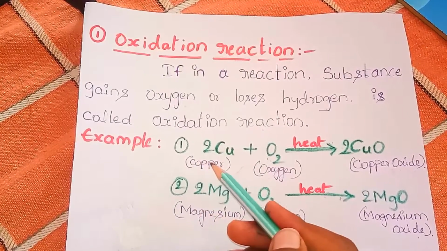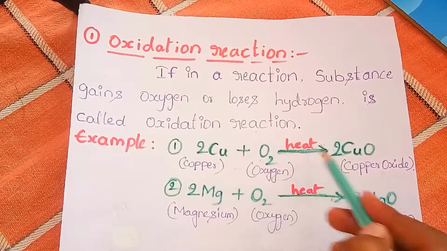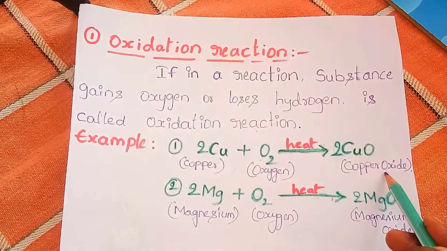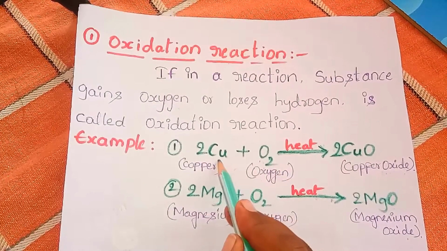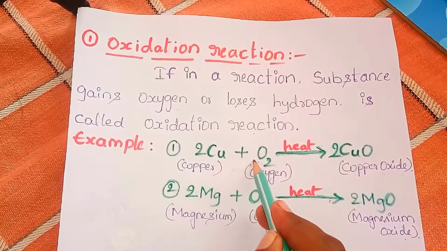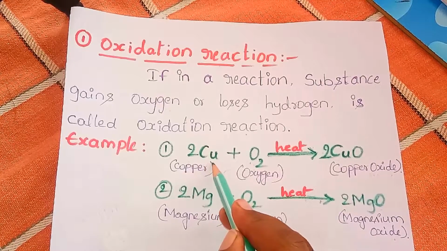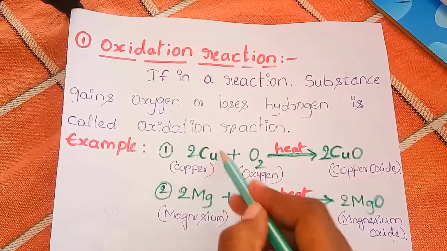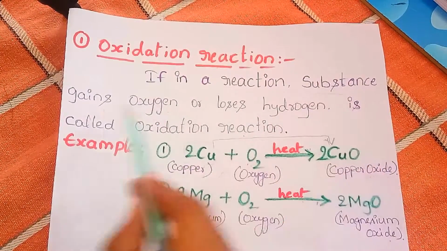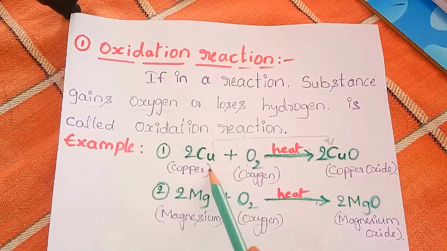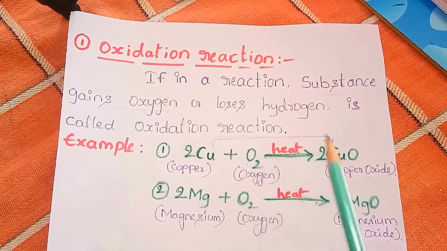For example, 2 moles of copper react with oxygen on heating, which gives copper oxide. Here copper is a metal. This copper substance gains oxygen due to the addition of oxygen. Copper gets oxidized and forms copper oxide. The substance gains oxygen and forms copper oxide on heating.